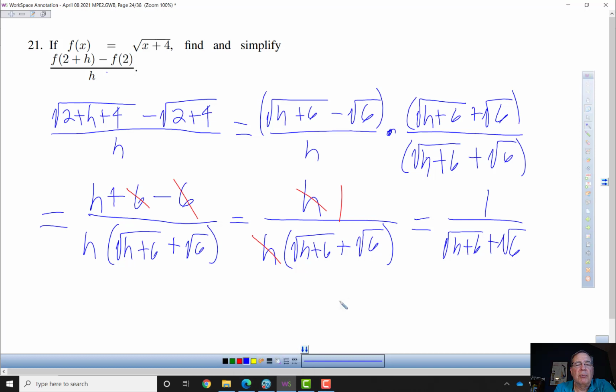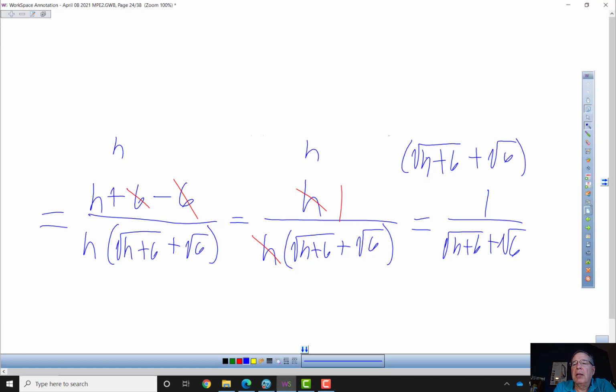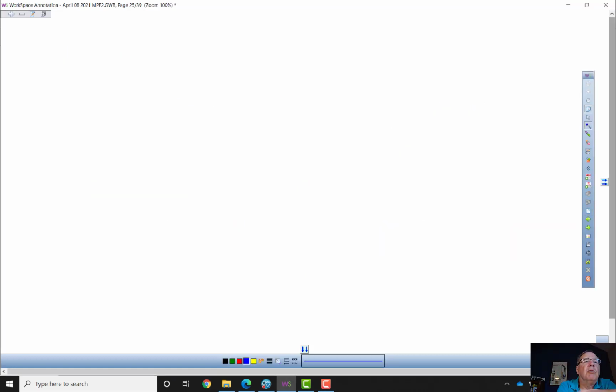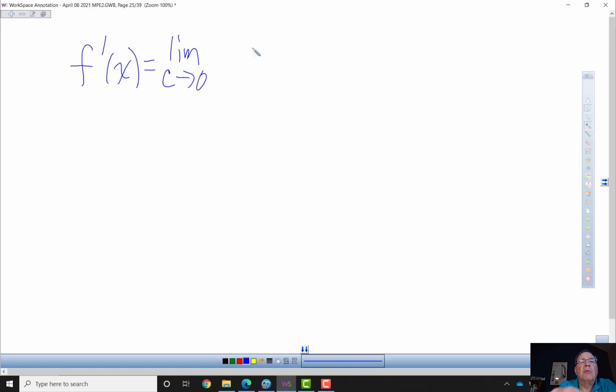But the question comes up, why in the world would you want to do this? This makes no sense to me. And here is the reason we would do this. So the definition of a derivative is f prime of x equals the limit, and I like using c, as c approaches 0 of f at x plus c, they're using h, minus f of x all over c.